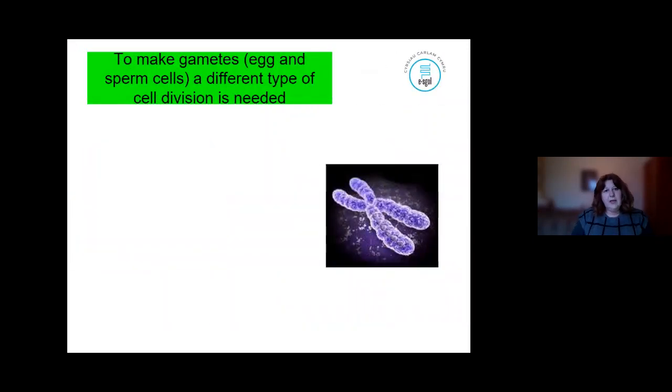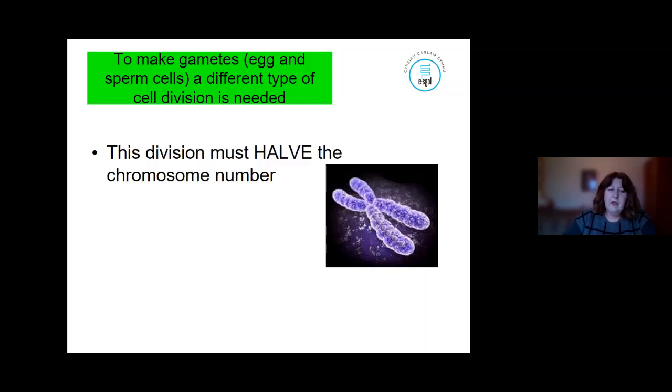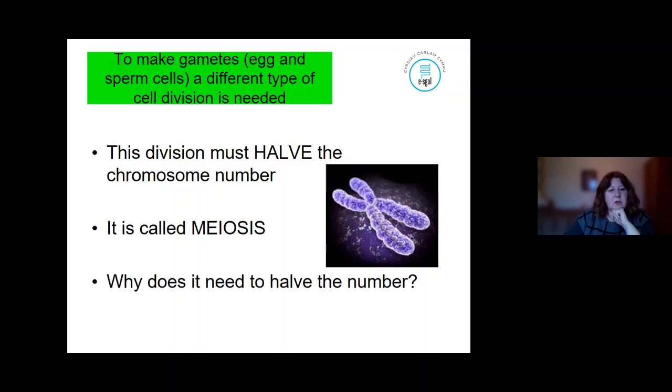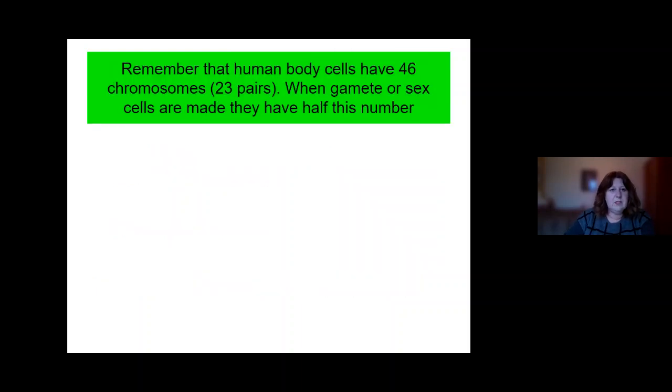So moving on then. Now we've talked about mitosis and I talked about body cells, but there are a different sort of cell and they are gamete cells, and they are egg and sperm cells. And so to make gametes, a different type of cell division is needed. This type of cell division has got to halve the chromosome number. Okay, so we've got to have half the number, and I'll explain why in a little while. It is called meiosis. And what we're going to do now is we're going to look at why it actually needs to result in cells that have got half those numbers that we started with.